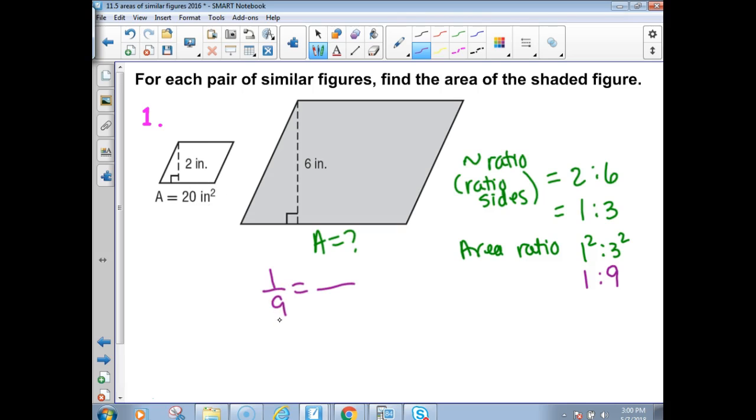One is a lot smaller than 9. I heard some wrong answers. That's why I'm concerned. Small to large, small to large. It has to be 20 over A. I heard some people say A over 20.